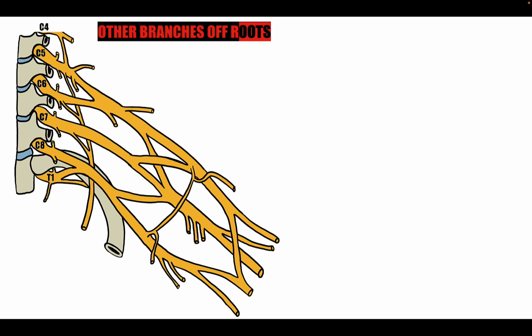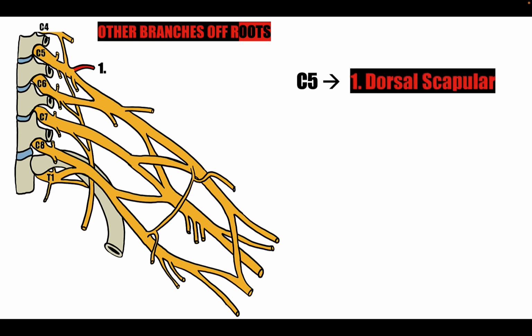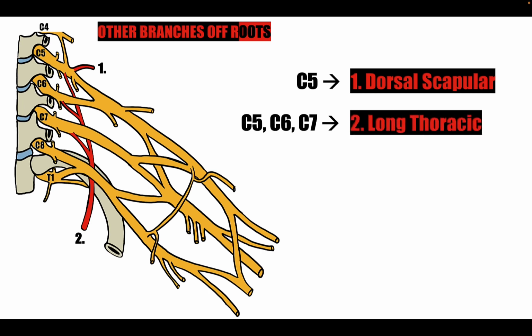We have 2 other branches off the roots of our brachial plexus. Specifically, C5 gives off a branch we already know. That is the dorsal scapular nerve. See? It's not so bad. We know this one. We also know the long thoracic nerve from our chest lecture, and now we know that that nerve is actually made up of neurons from C5, C6, and C7. Scapulas point to heaven when this nerve is injured. It's a fun way to remember it. So first 2 are off the roots.